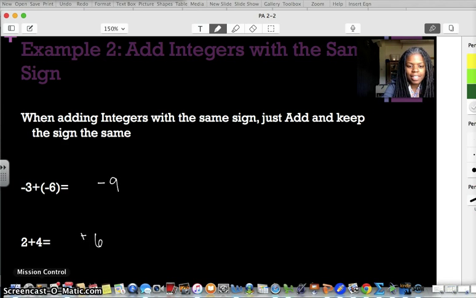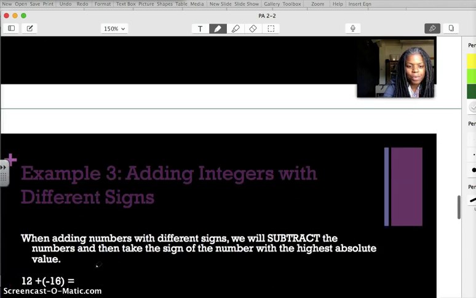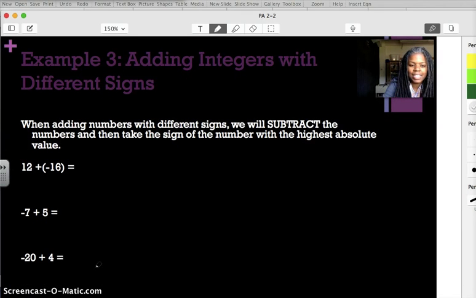Next example, we're going to add integers with different signs, and this is where it starts to get a little bit more challenging, but a lot of you already have this together, so just bear with me. If we have 12 plus -16, we're recognizing that we have two numbers with different signs, and our rule says when adding numbers with different signs, we will subtract the two numbers and then take the sign of the number with the highest absolute value.